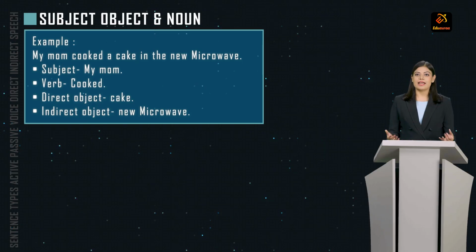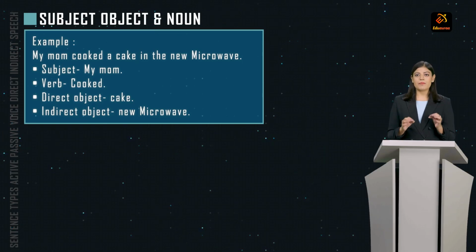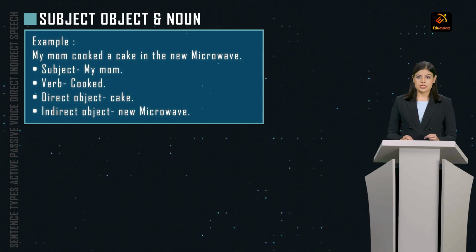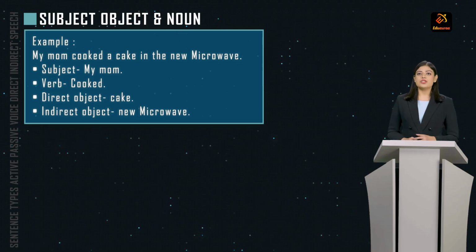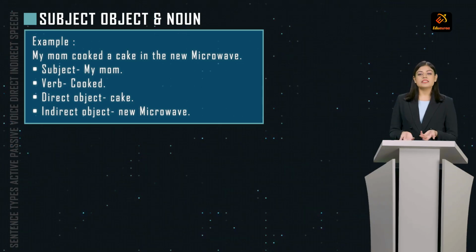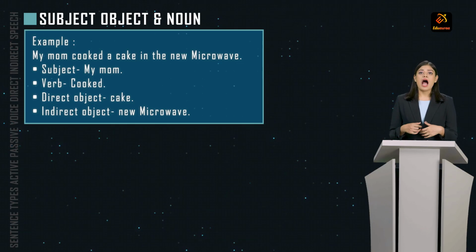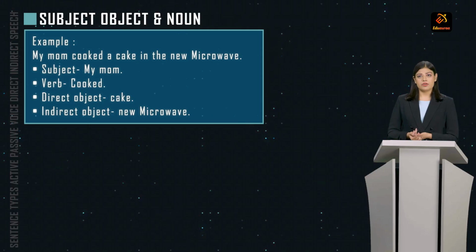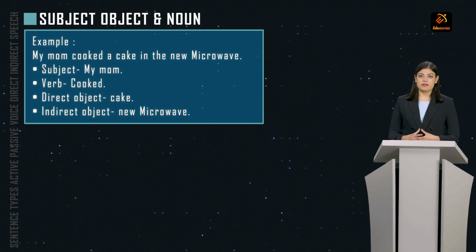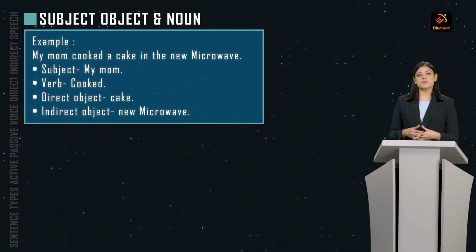And the dish is cake. So cake becomes my direct object. The indirect object is the new microwave because I can ask a second follow-up question. How did she cook the cake? Or what did she use to make the cake? And to that I can respond, she used the new microwave. So the microwave becomes my indirect object. It's as simple as that.